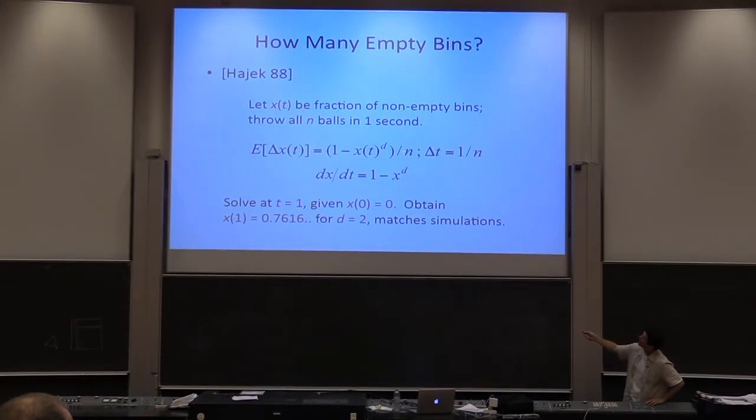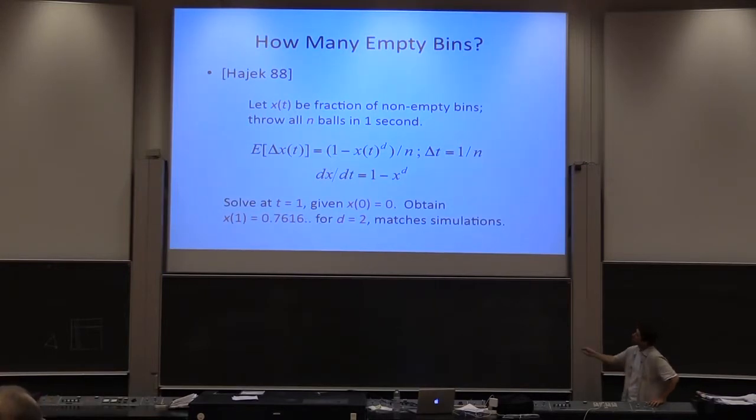What's the probability that I have at least one choice that's not empty? Well, the probability that all of my choices are non-empty is x_t to the b-th power. So the probability that there's at least one that's not empty is 1 minus that. And then again, since I'm talking about the expected change in the fraction of non-empty bins, I have to divide that by n. So is this top equation more or less clear to people? Are there any questions on that?